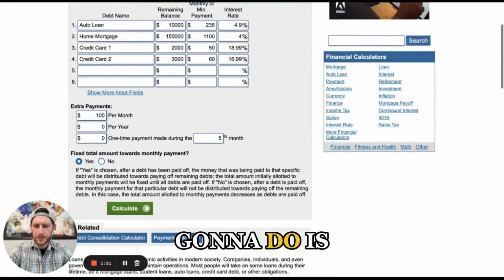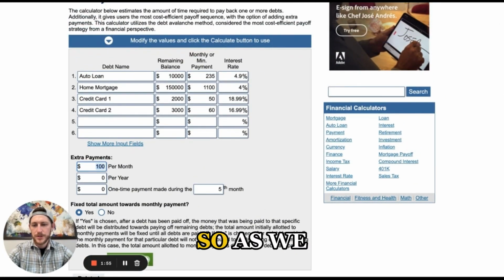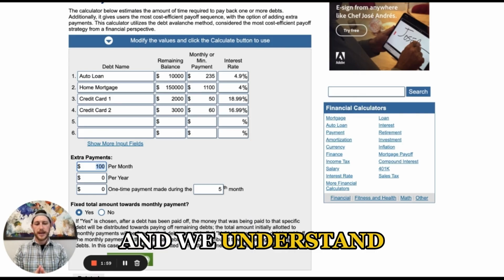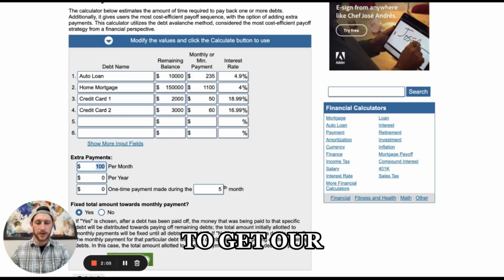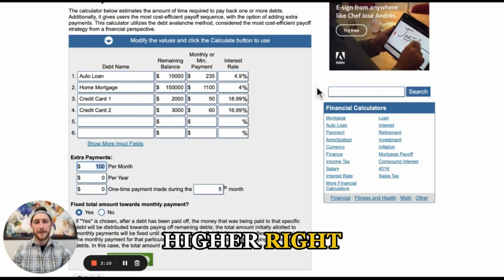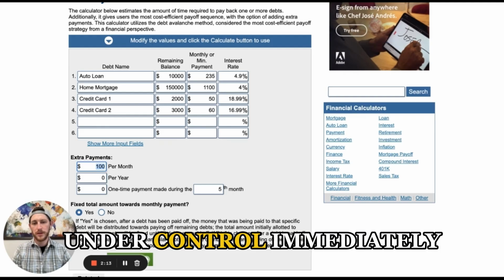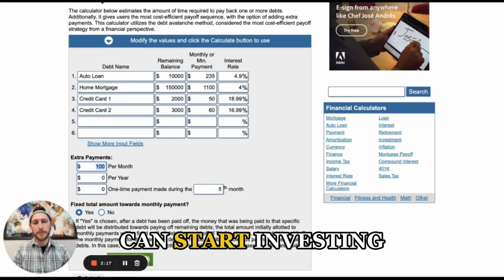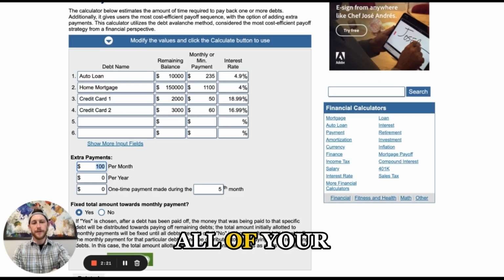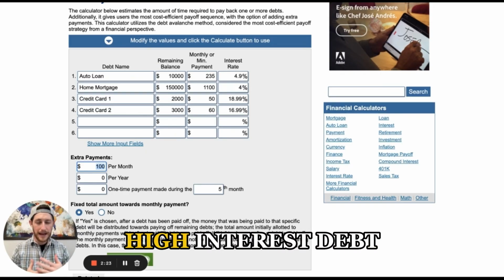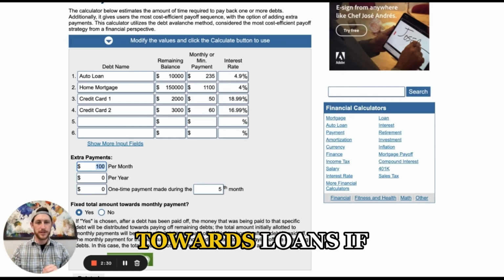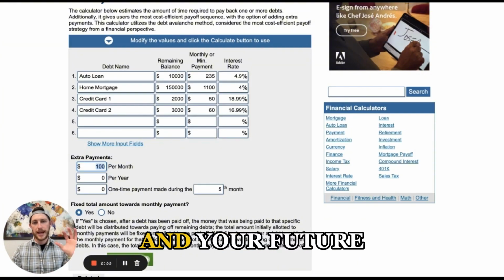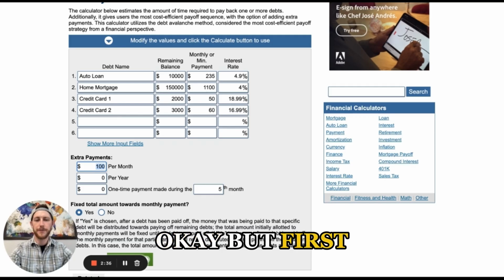So what we're going to do is add extra payments per month. As we looked at the ratios and we understand how much we want for our future, how much we want to go to debt payments and so forth, number one, we do have to get our credit cards under control, the highest interest rates. These are high, they can be higher, right? So we want to get those under control immediately. And then we can start investing money on the side. All of your future ratios should really go towards paying off high interest debt until that's paid off. And then you can split up between payments towards loans, if you want to pay those off quicker, and your future wealth building. Okay, but first things first.